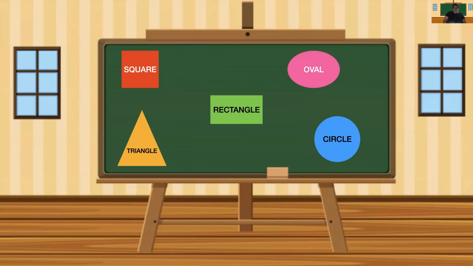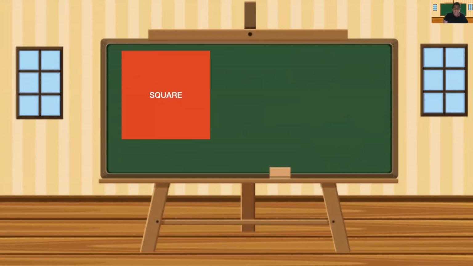All right. All of these shapes that we just talked about are 2D shapes. All of these shapes are flat. So now we're going to take a look at what makes them special. Does our square have curved lines or straight lines? What do you think? It has straight lines.